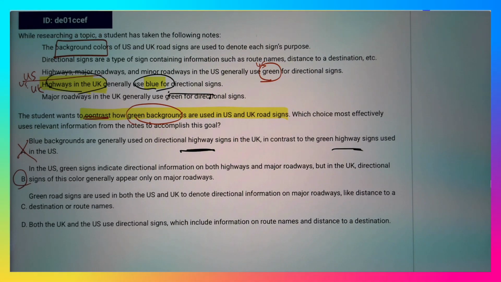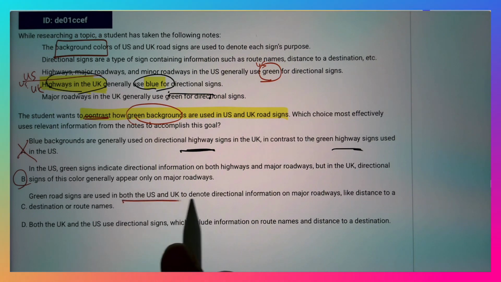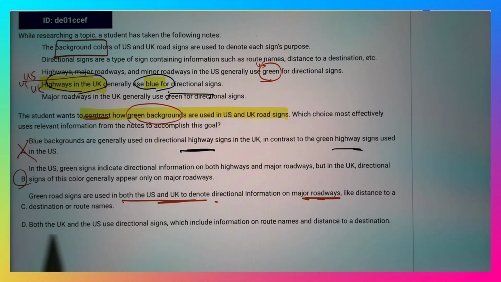Okay, so choice C, green road signs are used in both the US and UK to denote directional information on major roadways, like distance to a destination or route names. Again, this only made it specific to major roadways, but nothing about the highways to make a contrast. Not only that, it didn't use any contrast, it's just that they both use a green road sign on major roadways. So that's more like a comparison rather than contrast.